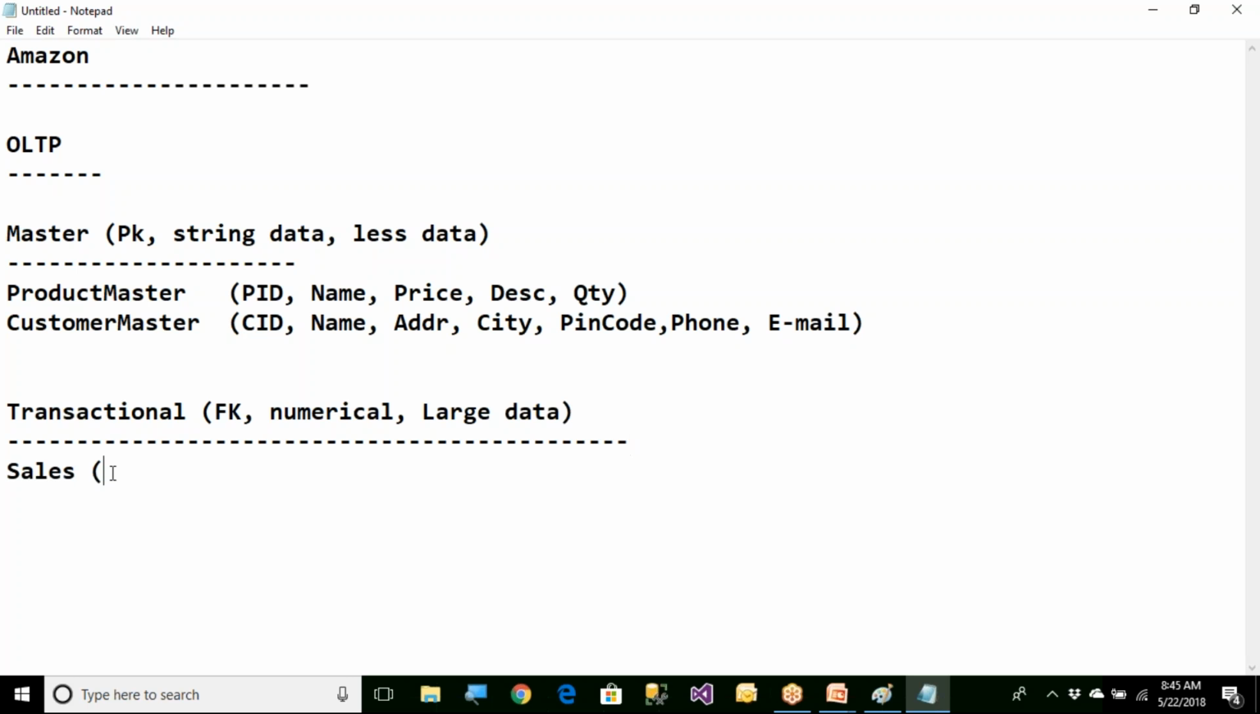So I'm talking about sales data. Sales means I want to understand what is the product and who is the customer, and the date of sale when it is sold, and what is the sales amount he paid, and what is the GST amount collected from him, and how many quantities were sold or purchased.